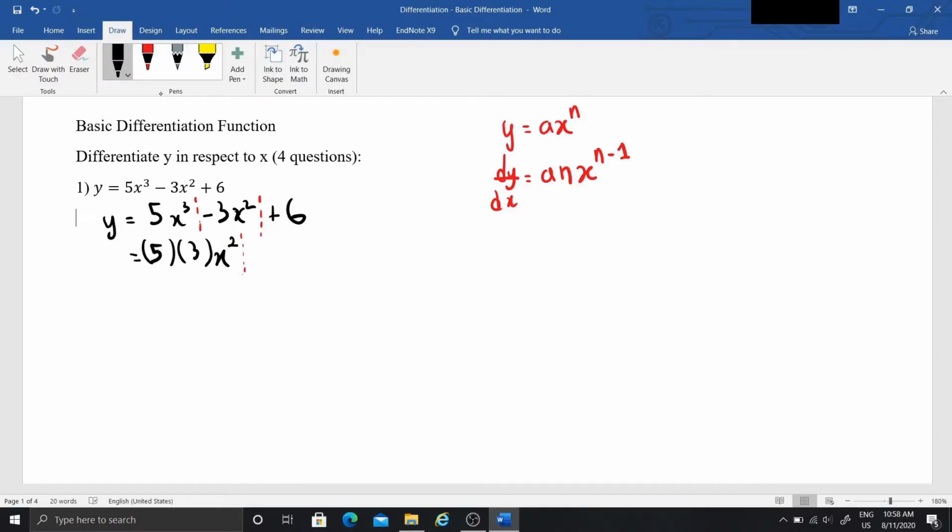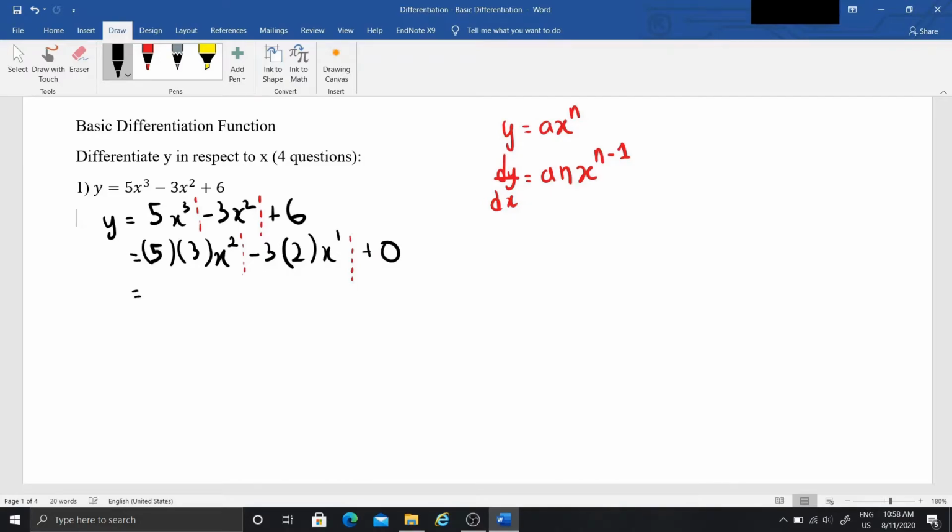So a is minus 3, n is 2. Therefore, this is minus 3 times 2 x to the power of 1. And the 6 here does not have an x. If it doesn't have an x, we can equate it to 0.